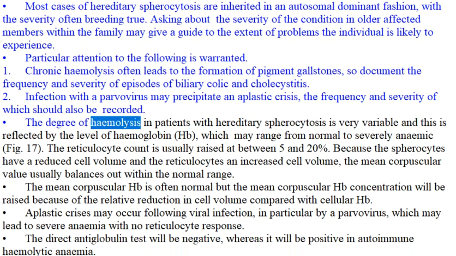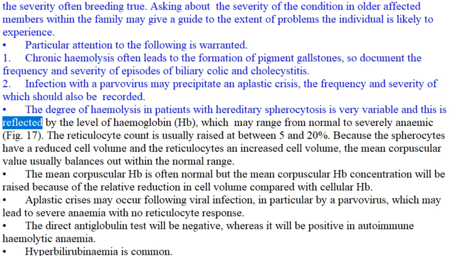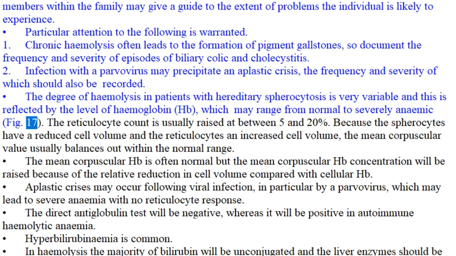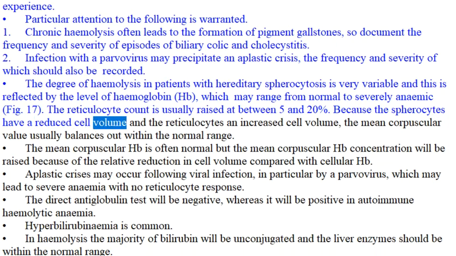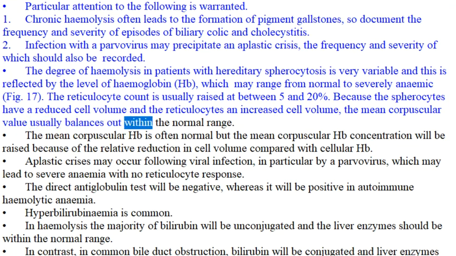The degree of hemolysis in patients with hereditary spherocytosis is very variable, and this is reflected by the level of hemoglobin, Hb, which may range from normal to severely anemic, Fig 17. The reticulocyte count is usually raised at between 5 and 20%. Because the spherocytes have a reduced cell volume and the reticulocytes an increased cell volume, the mean corpuscular value usually balances out within the normal range.